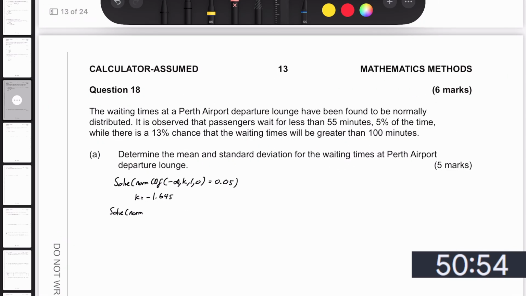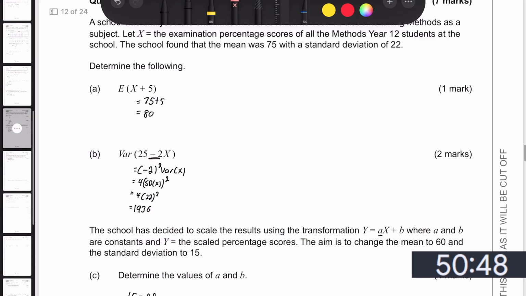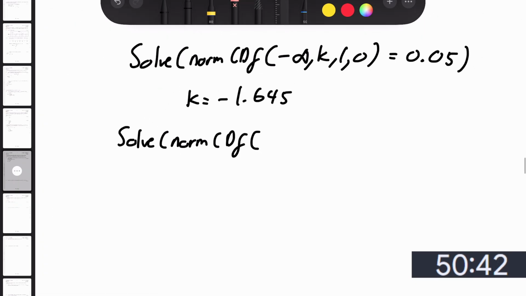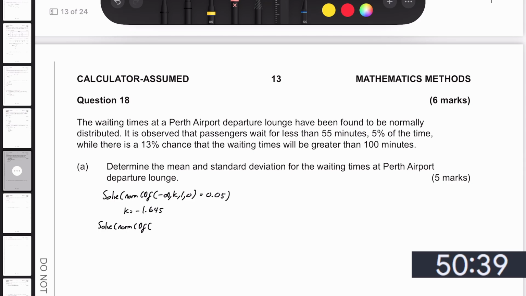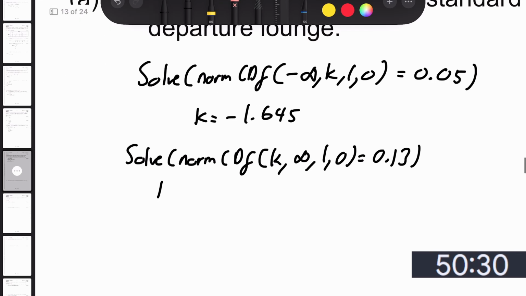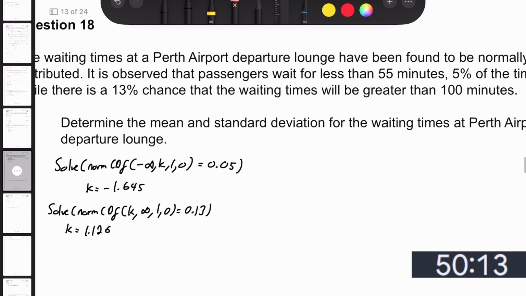How much time? We have 15 minutes. And we only have like 5 more pages to go. Solve norm CDF. And then this one is going to be greater than 100 minutes, and that's 13. So I'm going to go k to infinity of 1, 0 is equal to 0.13. So here, this value, x to infinity of 1, 0 is equal to 0.13. K is 1.126. There's 3 decimal places, that's fine.